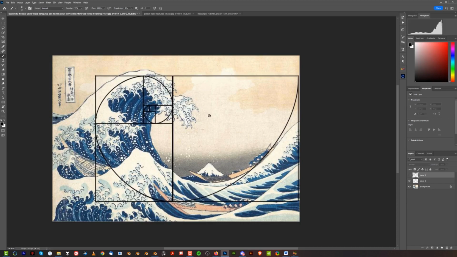If you divide this rectangle into 3 parts, you're going to get an odd number. You're going to get 3 parts, right? So this is 1, this is 2, and this is 3. So the rule of thirds simplifies the Fibonacci sequence and the golden ratio and divides your image into 9 elements. And that's an odd number. And the key to good composition is odd numbers, okay?